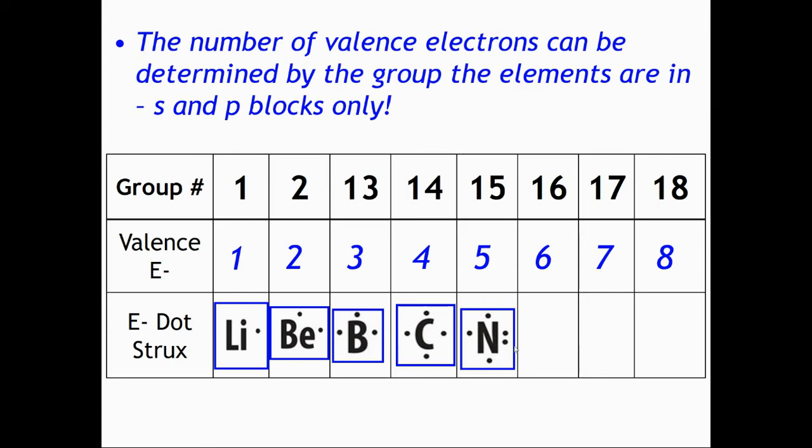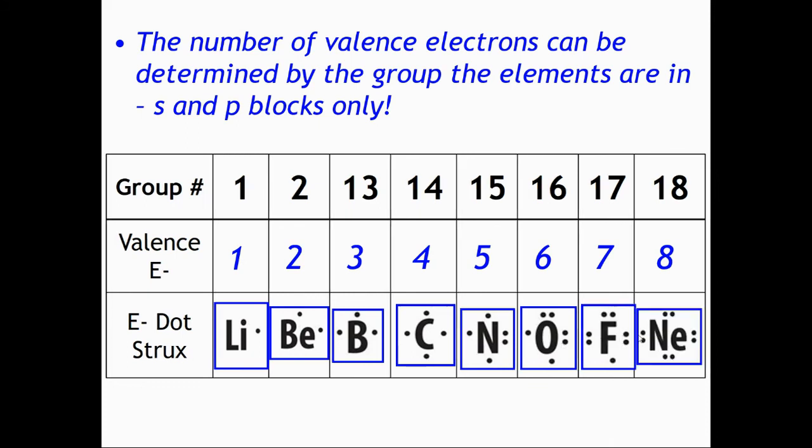Here's nitrogen with its 5. We have 2 here, 3, 4, 5. This is called a lone pair of electrons. These are unpaired electrons. 6, 7, 8. So when we're talking about bonding, we need to know our valence electrons and we need to know their electron dot structure because it tells you a little bit how things move and how things mix in together.